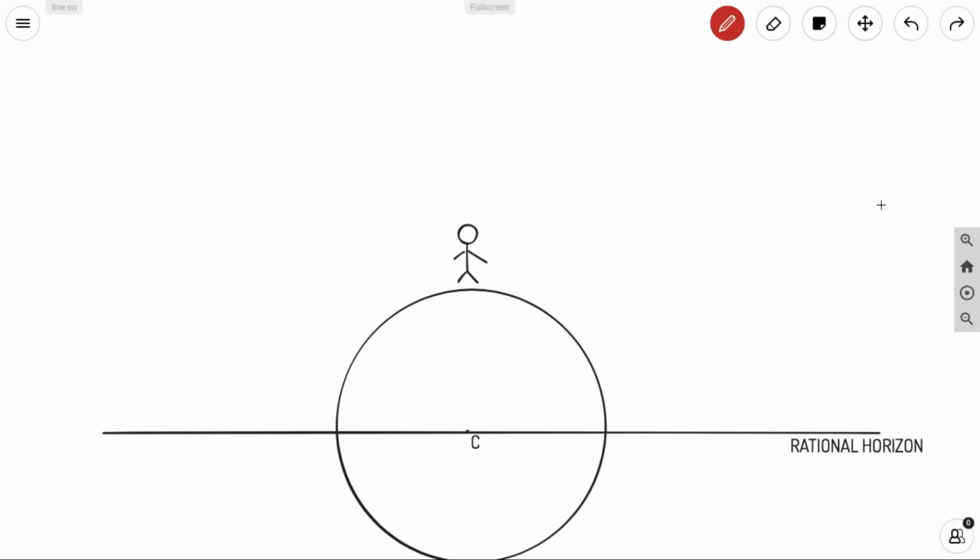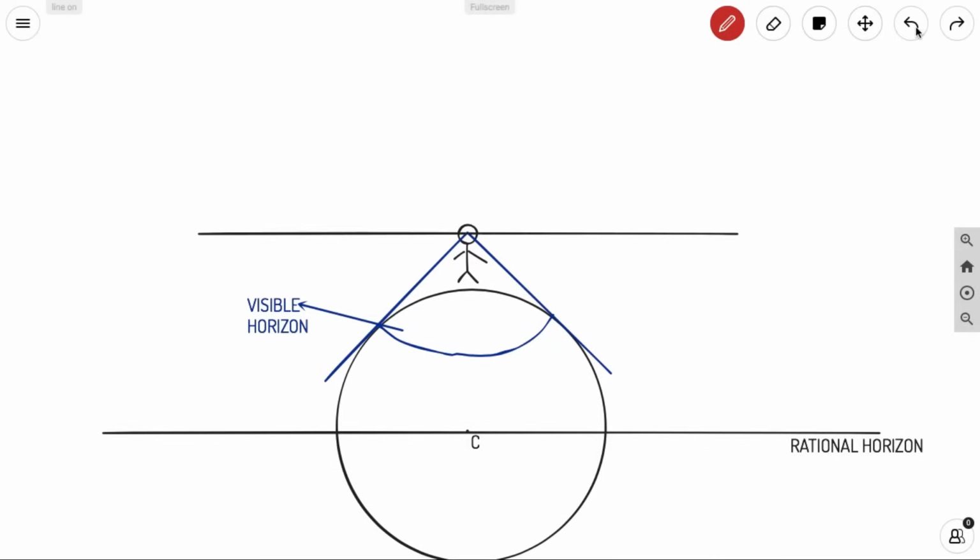This will be our rational horizon with respect to the observer standing on the surface of Earth. The rational horizon will be changing with respect to the position where the observer will be standing. And this will be visible horizon, that is under direct line of sight of the observer. That is what you see at sea. And next horizon is our sensible horizon, which is parallel to our rational horizon through observer's eye level. All these three horizons we already discussed in previous videos. I am just reminding it again.